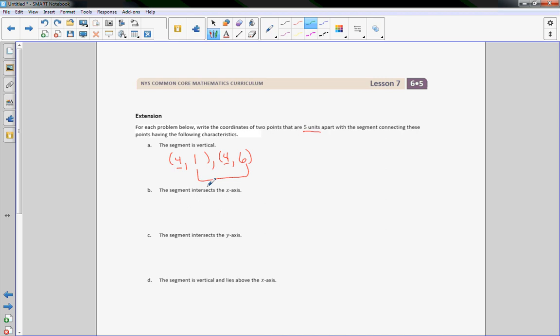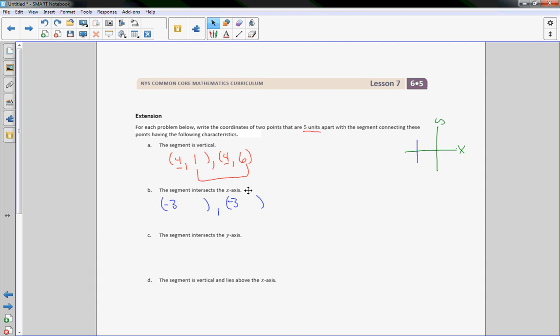Okay. B says the segment intersects the x-axis. In order for it to intersect the x-axis, so this is an axis, this is the x, this is the y, in order for a segment to intersect the x-axis, it has to be vertical. And if it's vertical, then we know its x values are the same. So I could just choose any value, 3, 3. Or I could make it negative 3, negative 3. It doesn't matter as long as this line is here. No matter where I move this line, it is intersecting the x-axis, and its length never changes.